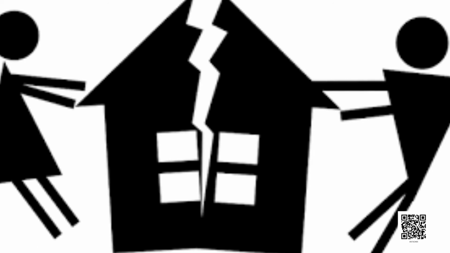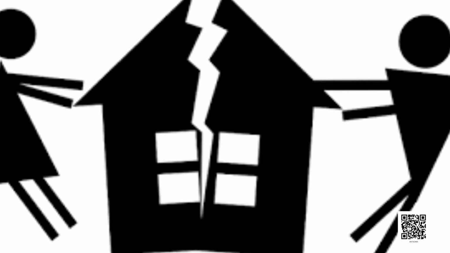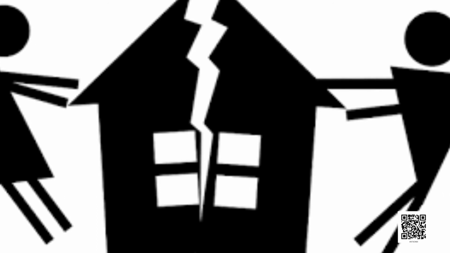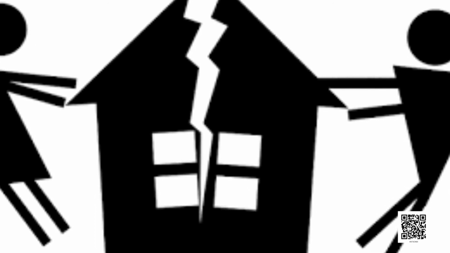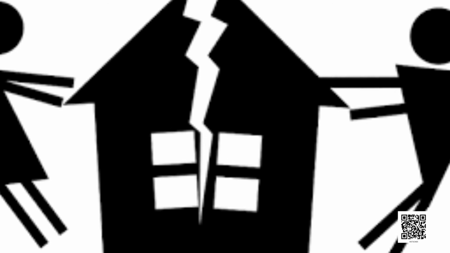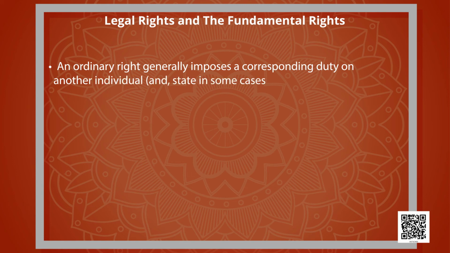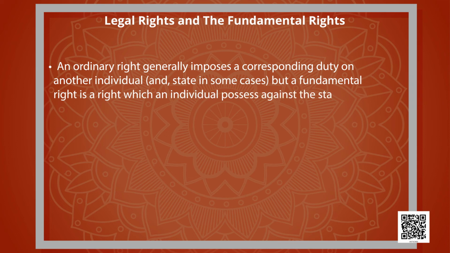The Constitution, with its 44th Amendment in 1978, took away the right to property as a fundamental right and it was made a legal right under new Article 300A. An ordinary right generally imposes a corresponding duty on another individual, but a fundamental right is a right which an individual possesses against the state.